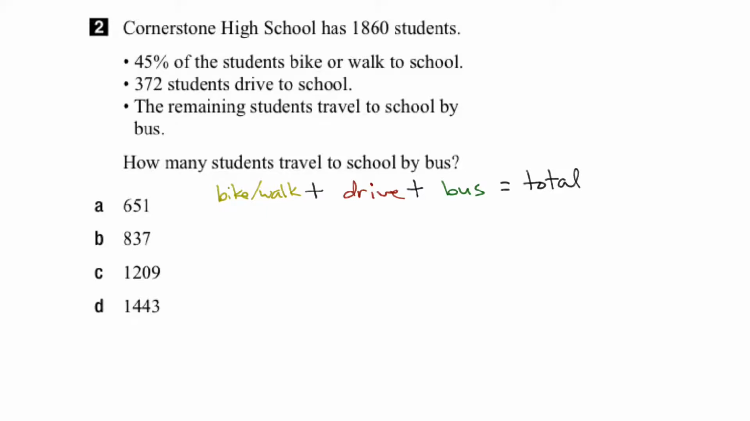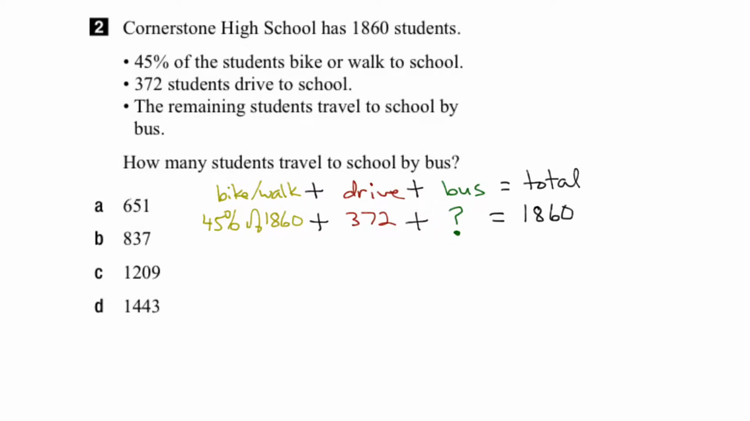So the number of students that bike or walk is 45% of the total number of students. So we can write that as 45% of the total number, which is 1860. Plus the number of students that drive, and we're told it's 372 students, so we can write that in there. And we have to find out how many take the bus, so we can put that as the question mark. And we know the total number of students is 1,860. So we have an equation that we can solve for the question mark.